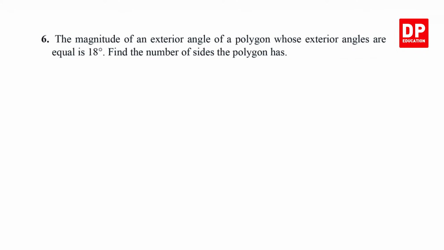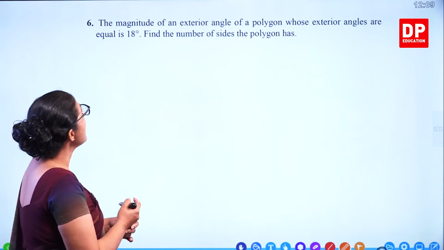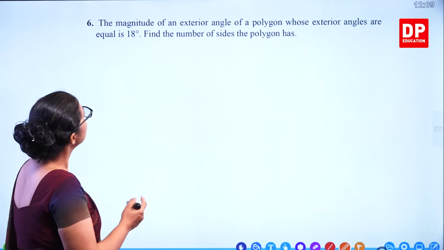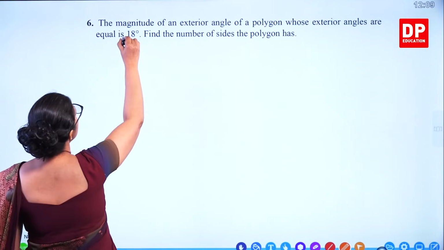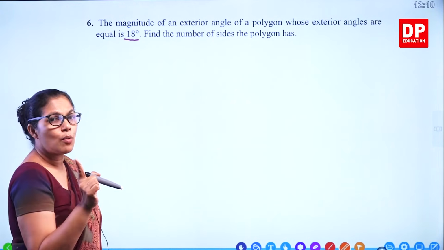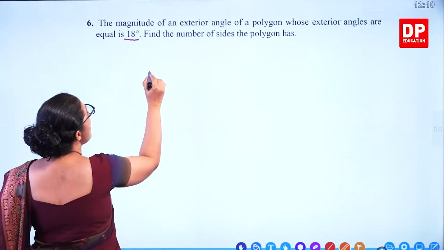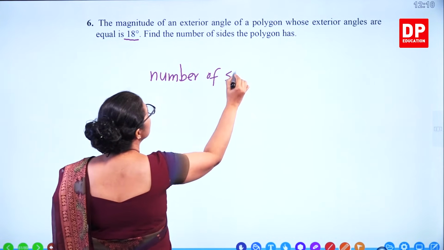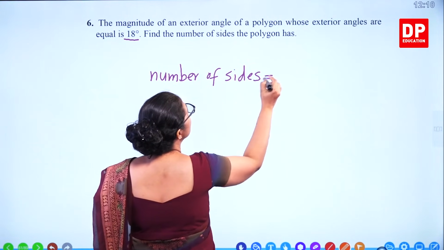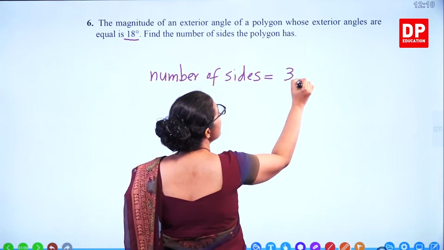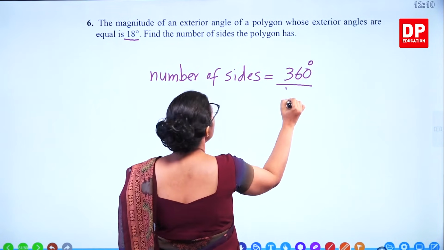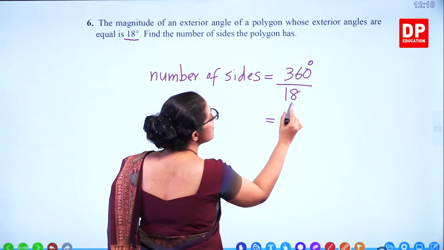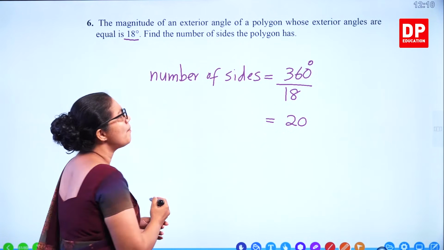The magnitude of an exterior angle of a polygon whose exterior angles are equal is 18. Find the number of sides the polygon has. So this is one exterior angle and all are equal. So you can find out the number of sides: the sum is 360 degrees divided by 18. So this is a 20-sided polygon.